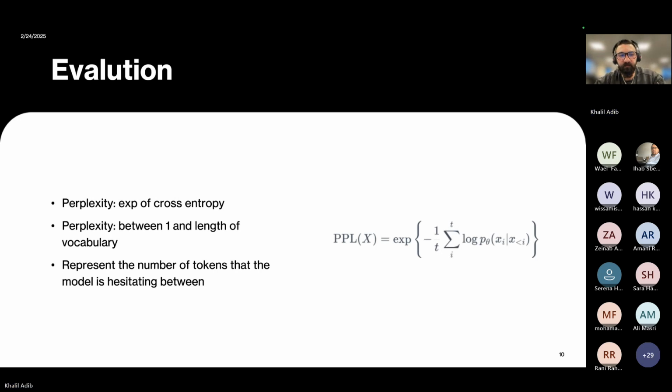Yes. بس عفوا دكتور، ما في خوف انه اذا كان صغير كتير في مثلا نوع من الاوفر فيتنج للموديل، عشان هيك عم بيعطي مثلا سمول بيربلكسيتي؟ ممكن يكون هذا السبب.